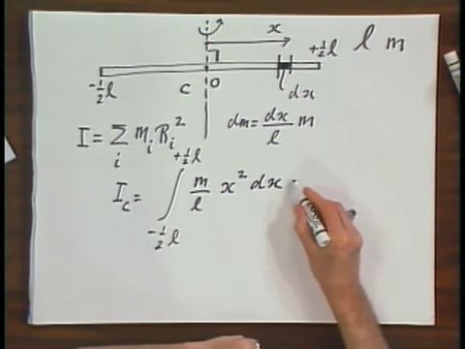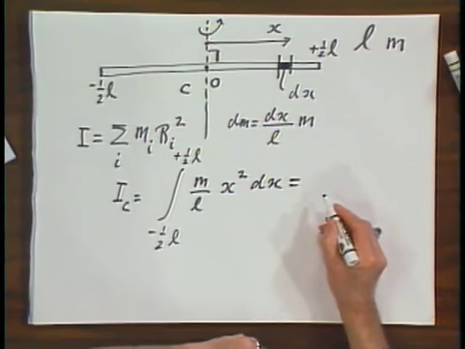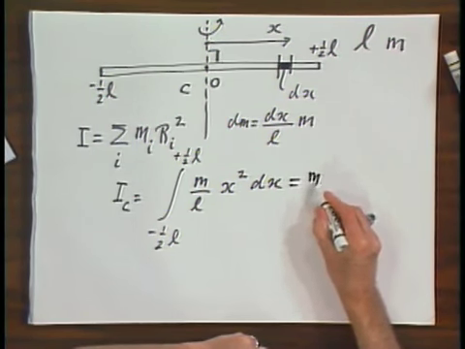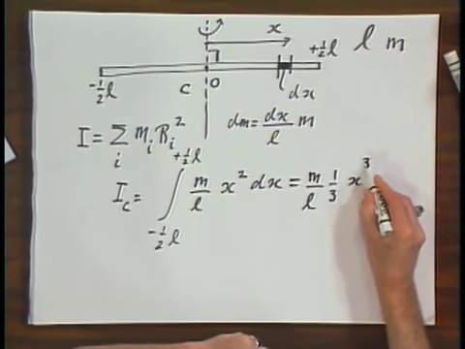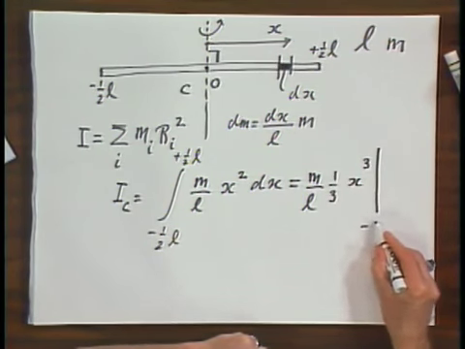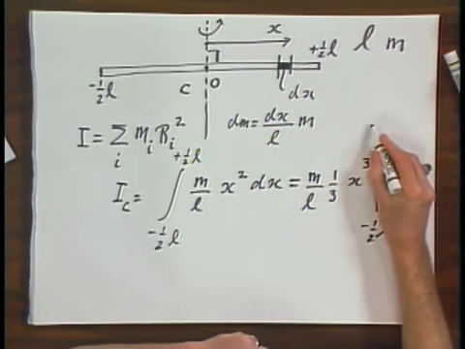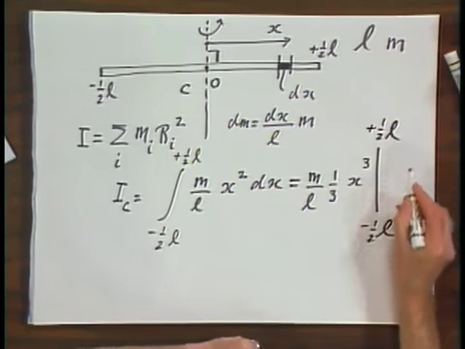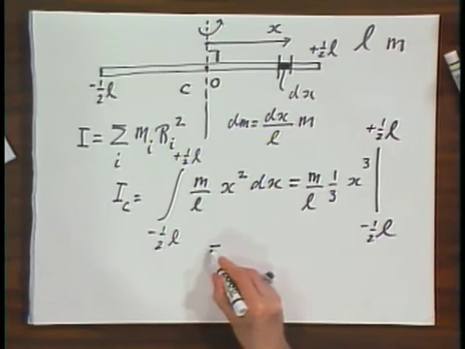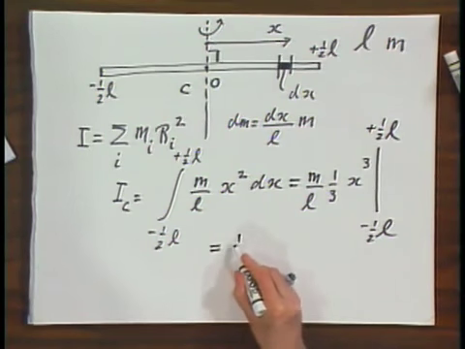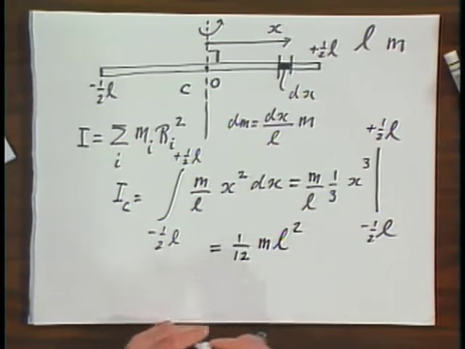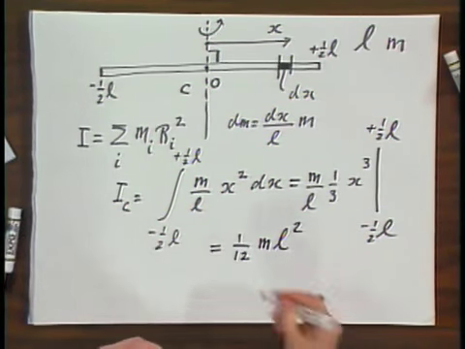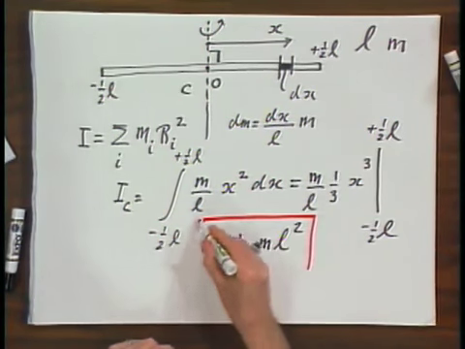And this is a relatively easy integral. This is m over L times 1/3 times x to the third, evaluated between minus 1/2 L and plus 1/2 L, and you will find it not difficult, I hope, to convince yourself that this is 1/12 m L squared. This is a rather well-known result.